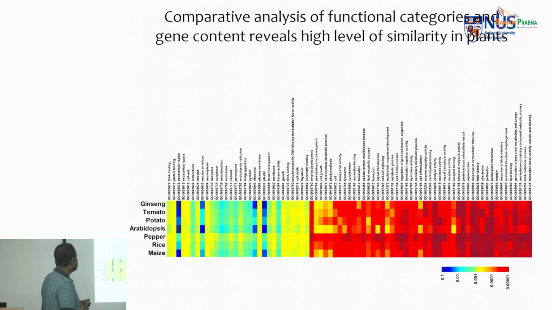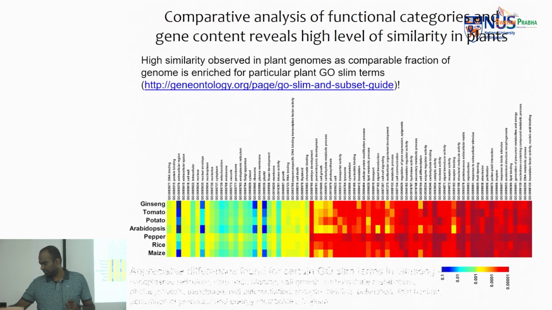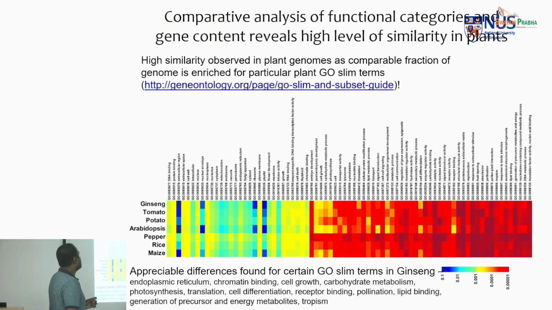And this shows the functional evolutionary aspect. What does that mean? I showed different gene clusters in the previous slide, right? What are the gene clusters trying to encode? What are the different genes they encode? What are their functions? You could see that most of the differences found in the ginseng are things which are specific to chromatin binding and endoplasmic reticulum.